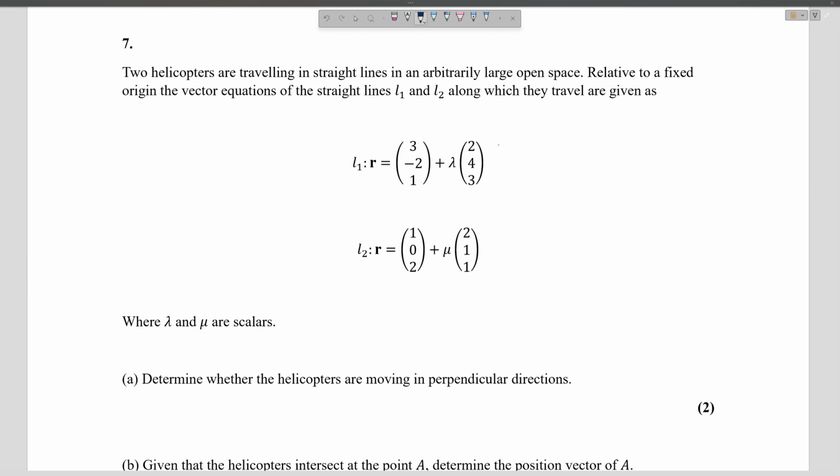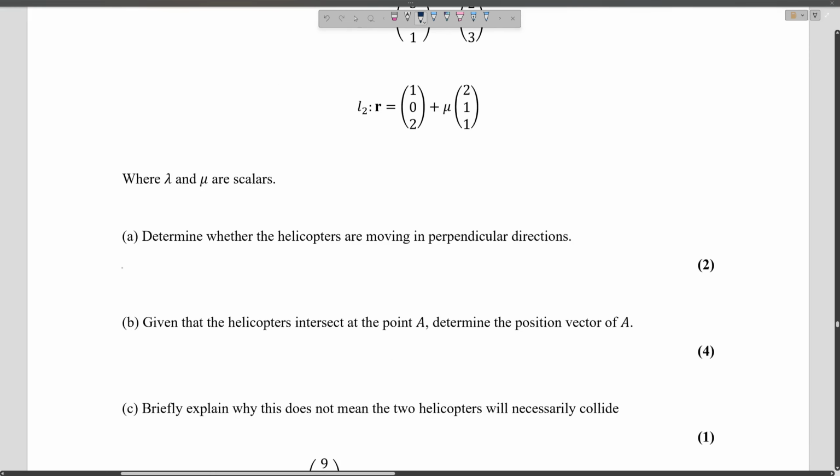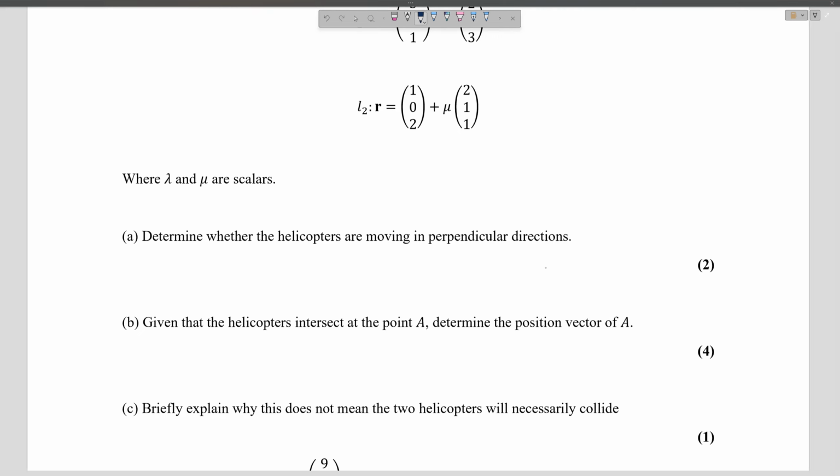So for the penultimate question, we have question 7 looking at vectors. For this question, we have 2 helicopters that are traveling in straight lines in an arbitrarily large open space. As we can see underneath, we have the vector equations of the straight lines L1 and L2, where lambda and mu are simply scalars. For the first part, all we want to do is determine whether the helicopters are moving in perpendicular directions.